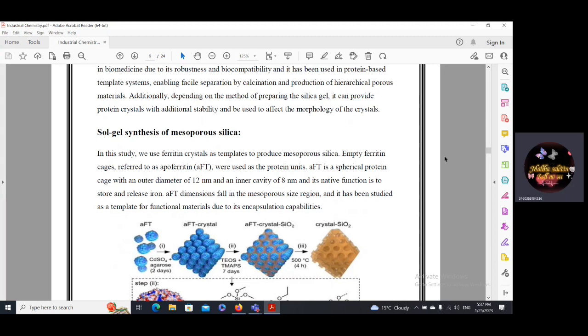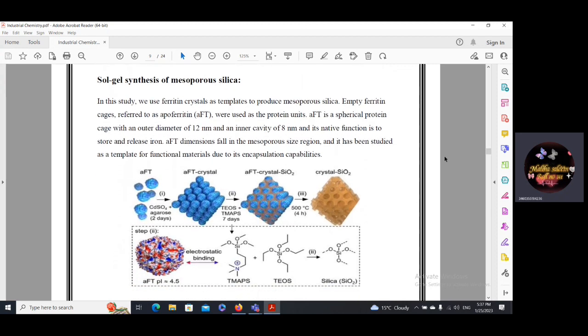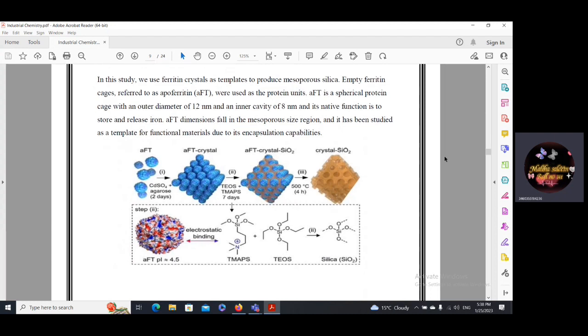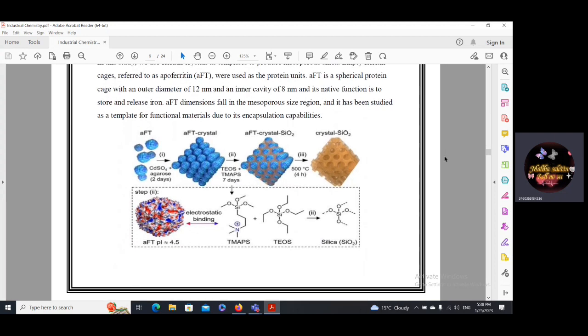Then we discuss sol-gel synthesis of mesoporous silica. In this study, we use ferritin crystals as template to produce mesoporous silica. Empty ferritin cages, referred to as AFT, are used as protein units. AFT is a spherical protein cage with an outer diameter of 12 nanometers and an inner cavity of 8 nanometers, and its native function is to store and release iron. AFT dimensions fall in the mesoporous size range, and it has been studied as a template for functional materials due to its encapsulation capabilities. Here is the diagram of this AFT.